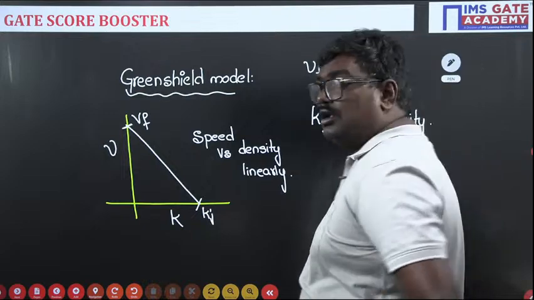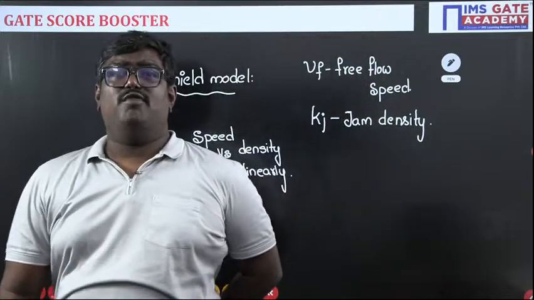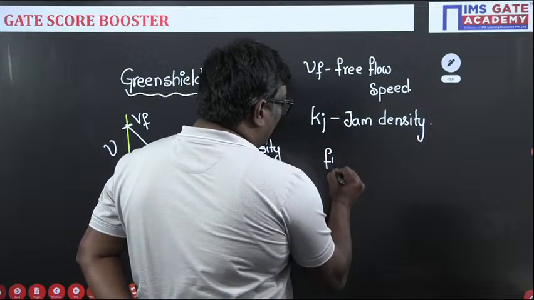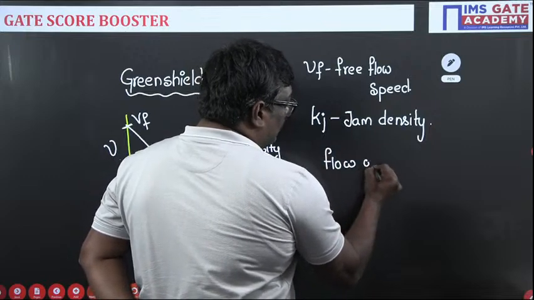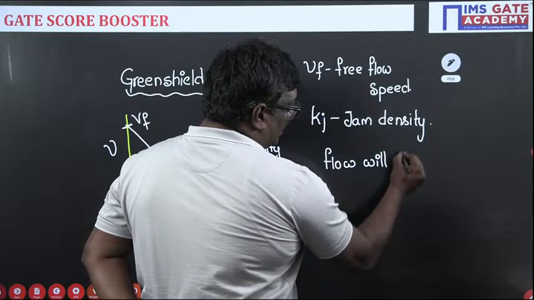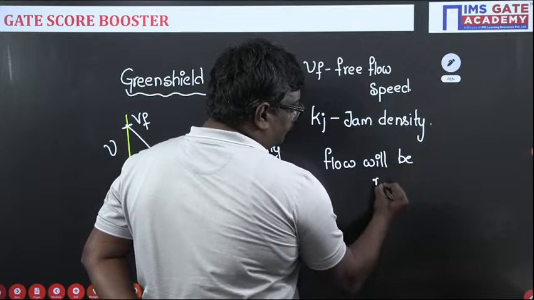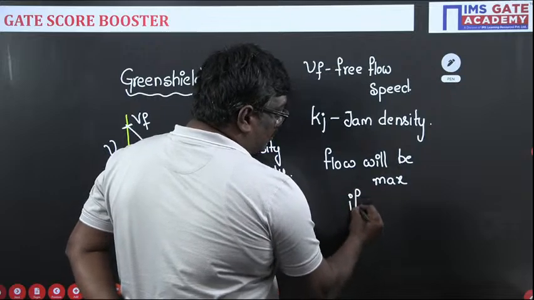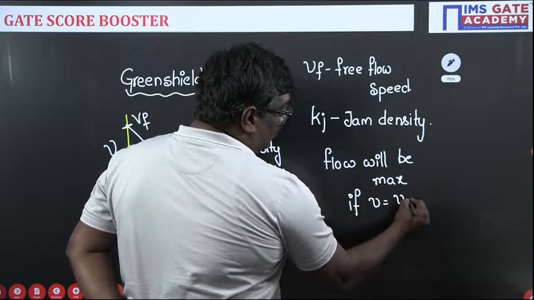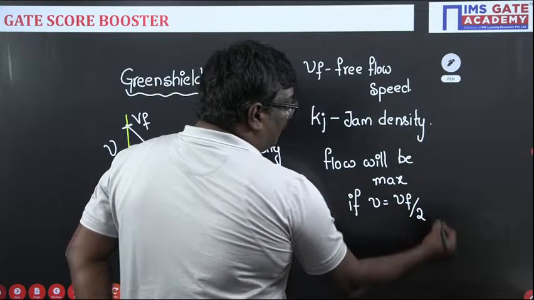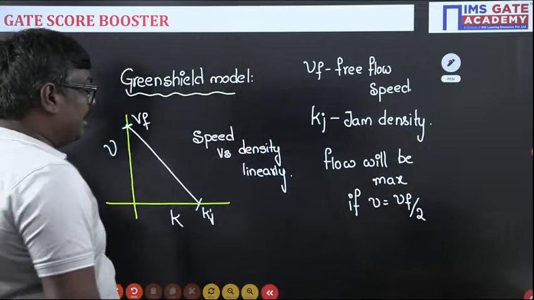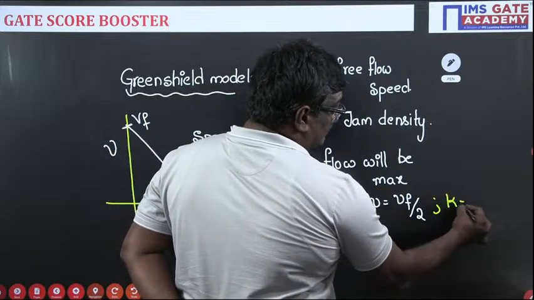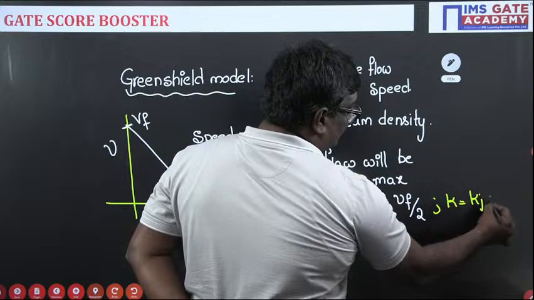Okay. Now, my dear students, when will the flow be maximum? Here, the traffic flow will be maximum if velocity is equal to Vf by 2, that is half of the free flow speed. And also K is equal to Kj by 2, that is density is half of jam density.